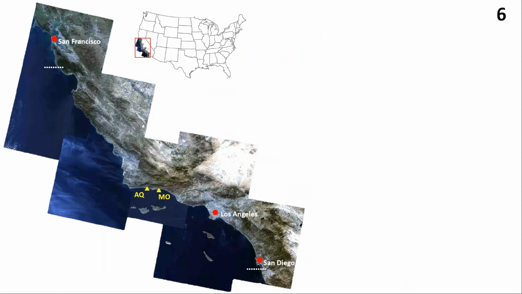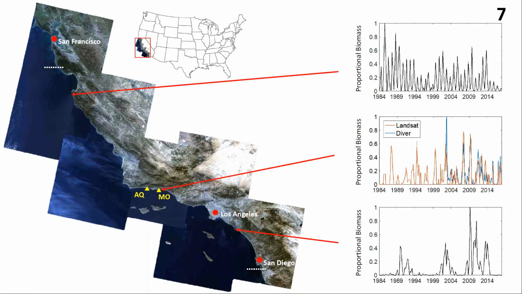For this talk, I'm going to focus on the area between the US-Mexico border and just north of Santa Cruz, California, which is shown by the white dashed lines in this image. This includes the offshore Channel Islands and represents the region where giant kelp is the dominant canopy-forming macroalga in California. This is about 1,500 kilometers of coastline, which represents 8 Landsat tiles. Next slide.